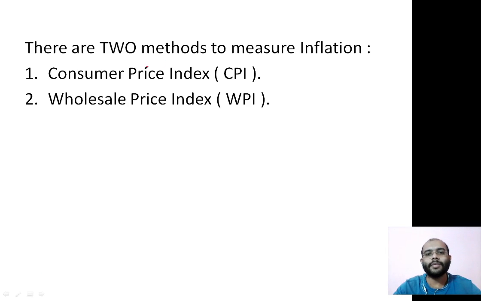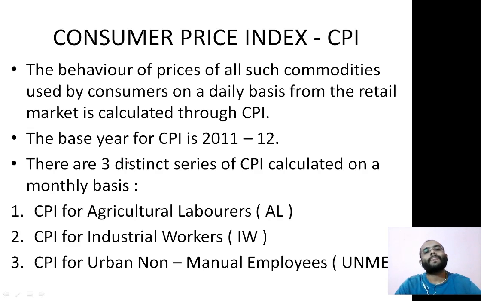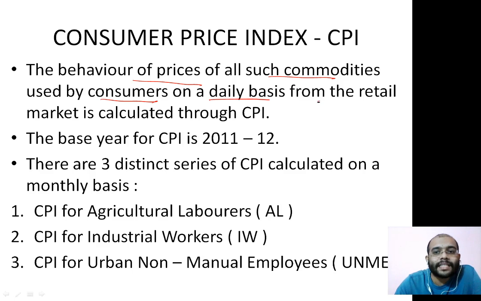How is inflation calculated? Two methods, as we have discussed earlier in the very beginning, that is the definition of inflation: consumer price index and wholesale price index. What is consumer price index? Consumer price index determines the behavior of prices of all such commodities used by consumers on a daily basis from the retail market. It is calculated through CPI. The base year for CPI is 2011-12. Currently, this is the base year on which CPI is calculated.